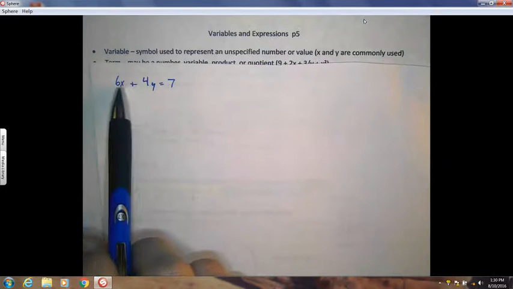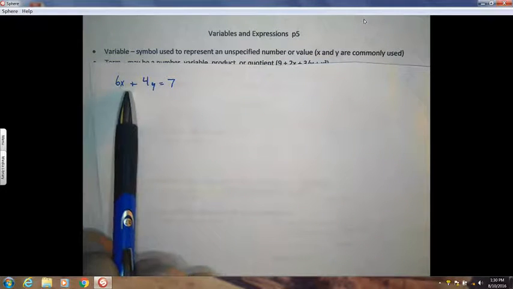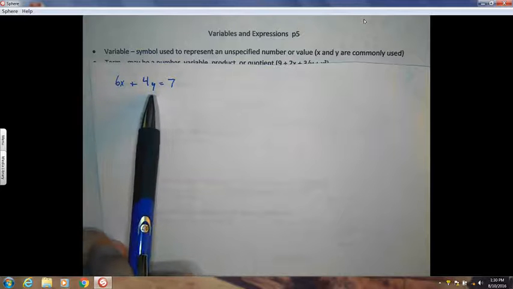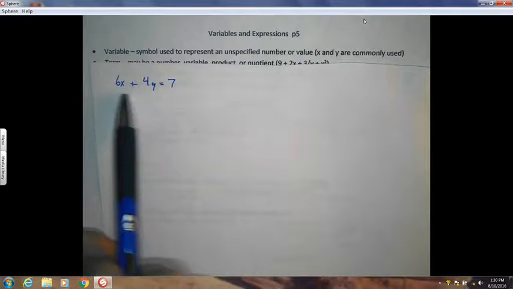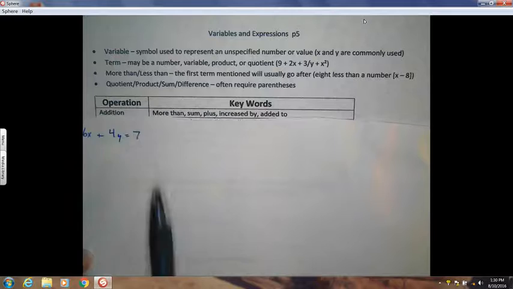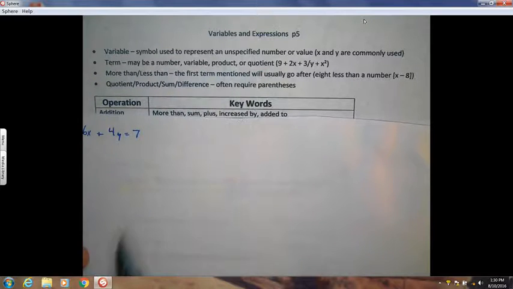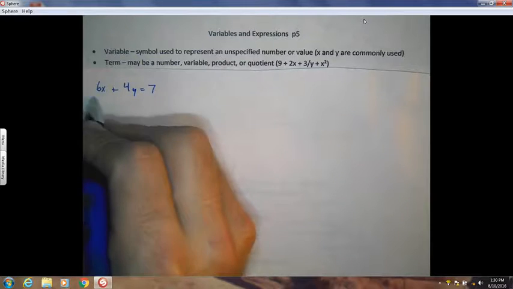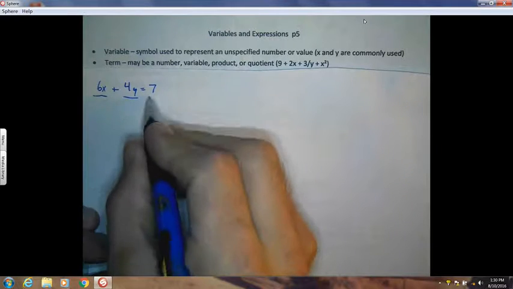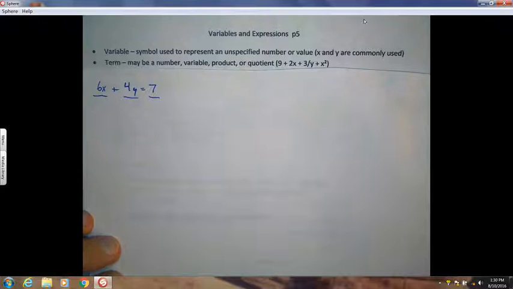Here are some examples. 6x, x is the variable, 4y, y is a variable, so those are unknown quantities, we don't know those yet. The term could be a number, variable, product, or a quotient. So all of these are terms. That's a term, that's a term, that's a term. So those are all different terms.